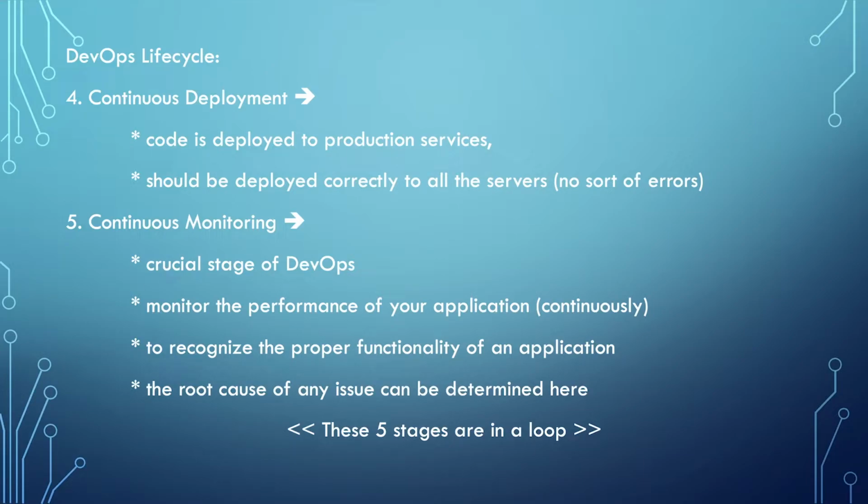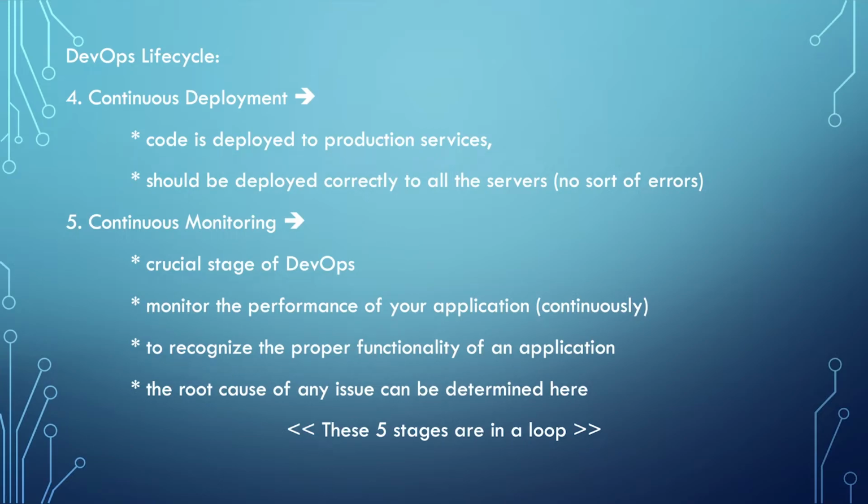And finally, we come to monitoring. It is the most important, the crucial stage of DevOps. You monitor the performance of your application continuously to recognize the proper functionality of the application. What does it mean to recognize? It is when you see how your program works and does what it does. This is the recognition. If there is a problem, the root cause can be determined here.